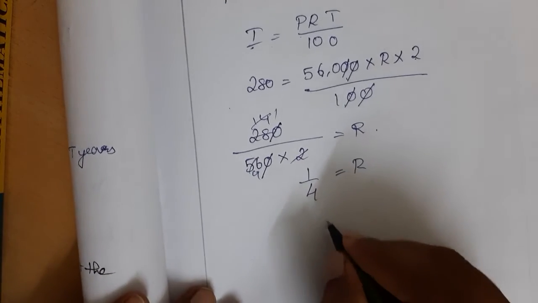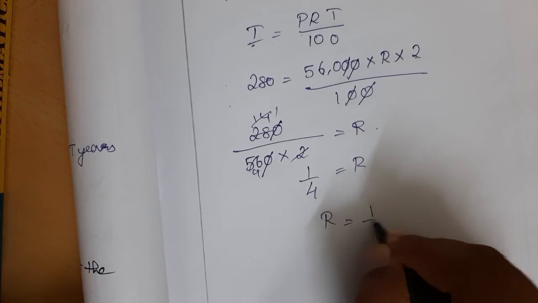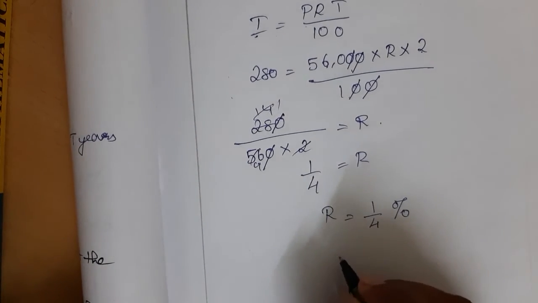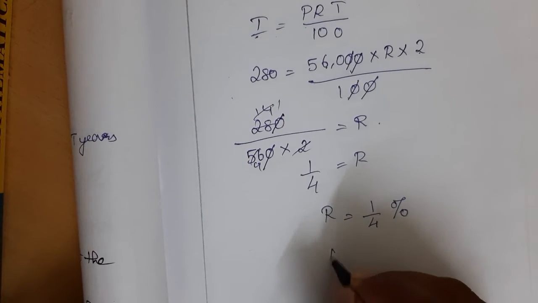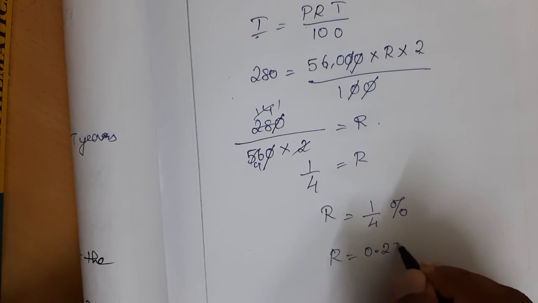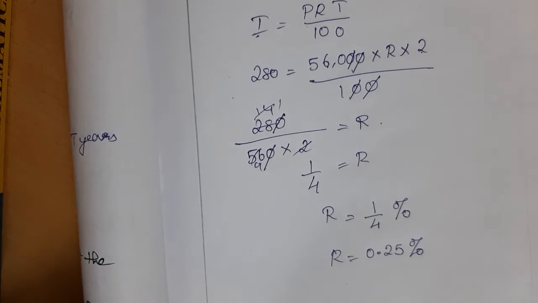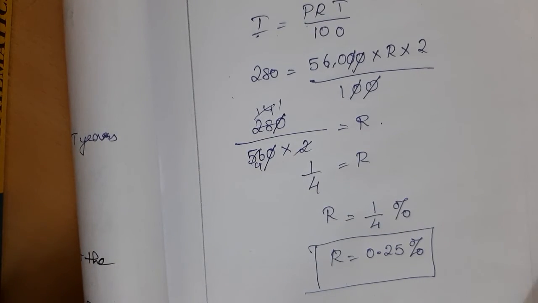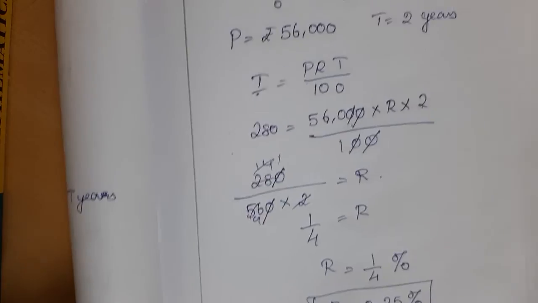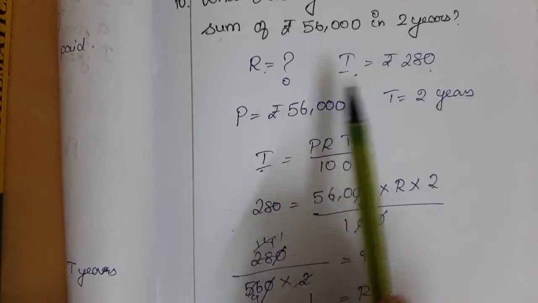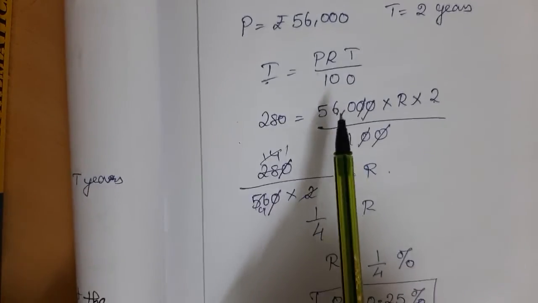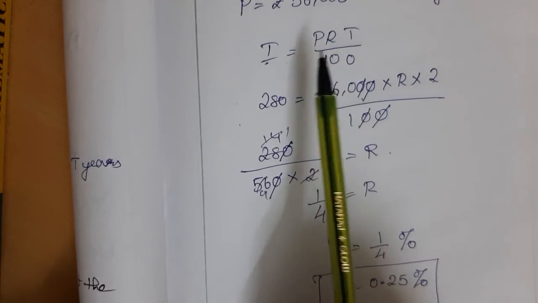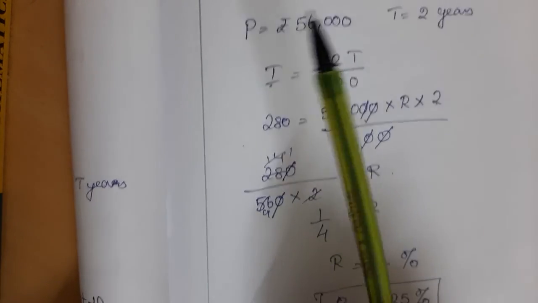So 1 by 4 is equal to R. So the rate is 1 by 4%. If we need, we can represent it in decimal also. So the rate is equal to 0.25%. So this is the required rate. Clear? So here other than the rate, all other values are given. So we just substitute in the same interest formula and we can find the rate.